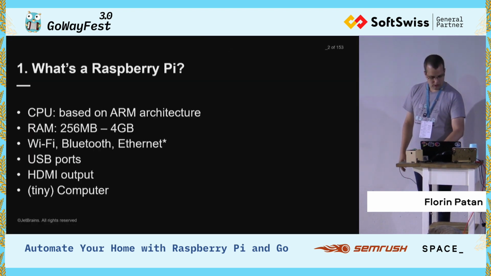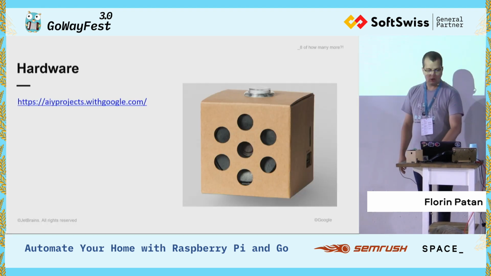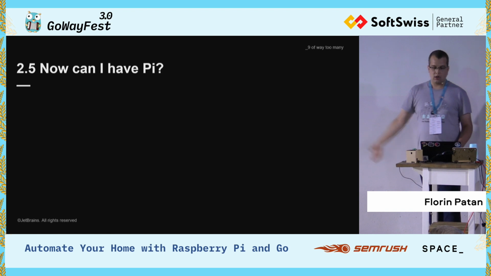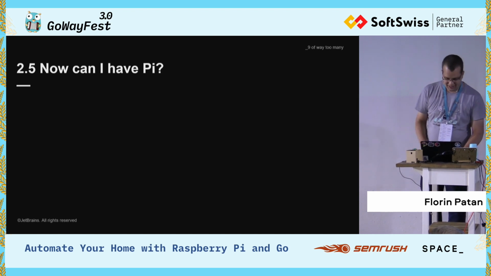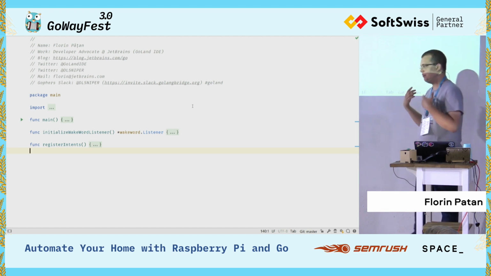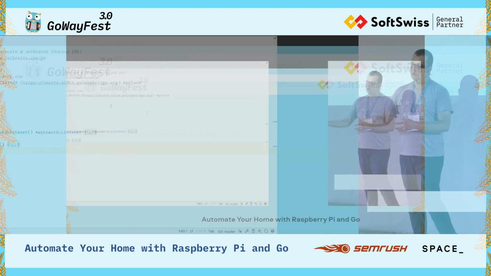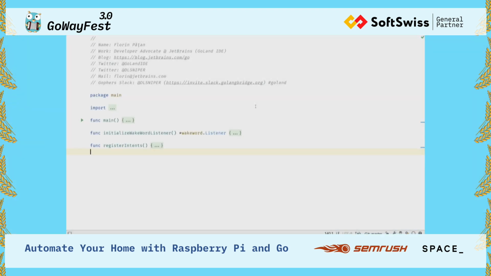OK, so let's quickly jump back here. So we were here. Right. So now you can actually have the Raspberry Pi. And let's have a look at the code, because this is meant to be mostly a talk about code and how you can write your own, right?